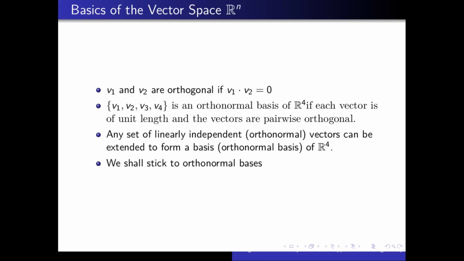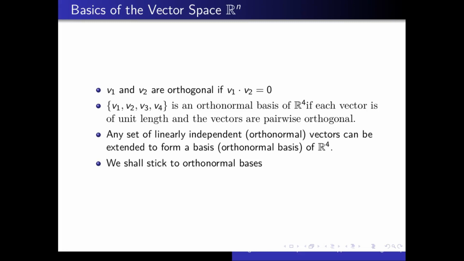So two vectors are orthogonal if their dot product is 0. This is similar to what we know as perpendicular in the 2-dimensional and 3-dimensional spaces. The two vectors are perpendicular if their dot product is 0. And we can have a basis which we call orthonormal if each vector has unit length and the vectors are pairwise orthogonal. So this means that any two vectors that you pick in the set will be orthogonal, or if you like, you can use the word perpendicular.